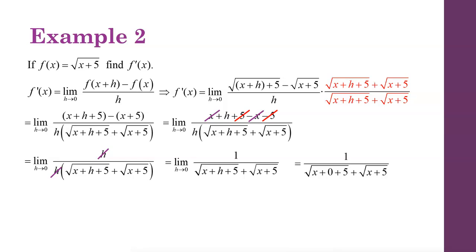Once we take the limit, that h becomes very, very close to 0. And as a result, I have 1 over square root of x plus 5 plus another square root of x plus 5, and I can combine those. Square root of x plus 5 plus square root of x plus 5 gives me 2 square root of x plus 5 in the denominator of this fraction.